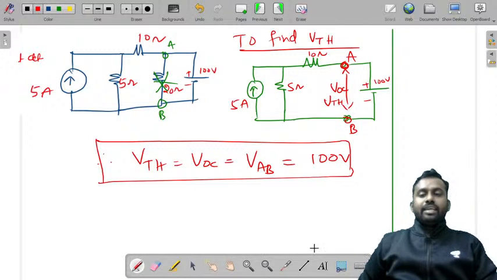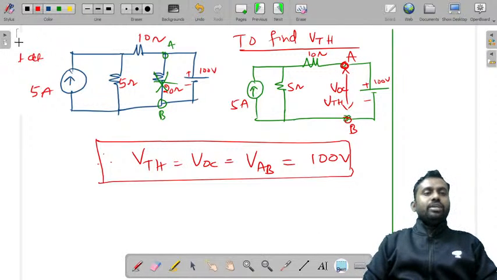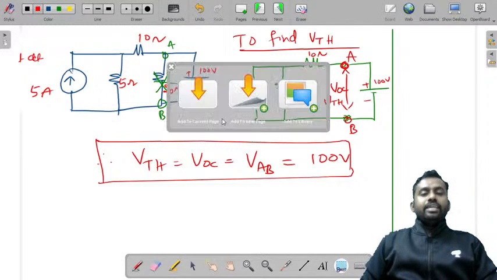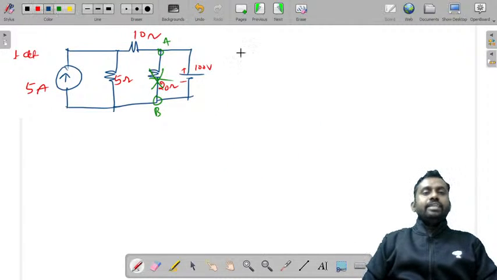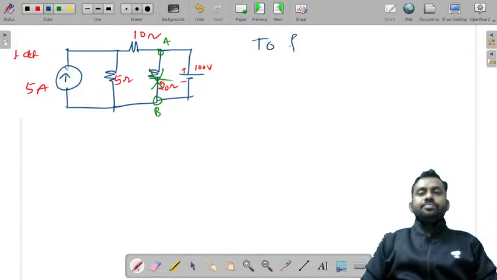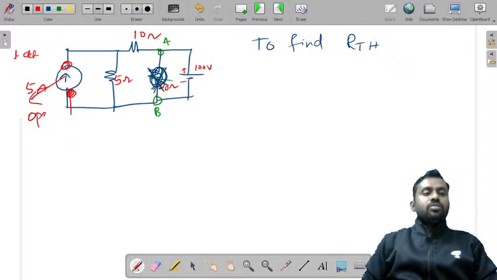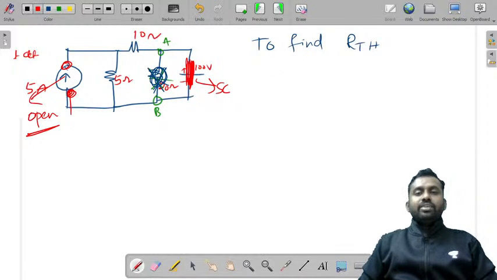Now let's take this circuit to the next slide and find what we need to find. We need to find RTH. What we'll do to find RTH? Same, remove this load, and if there is a current source, make it open circuit, right? You need to open this. If there is a voltage source, you need to short circuit.